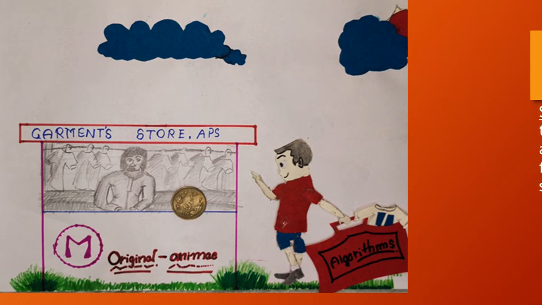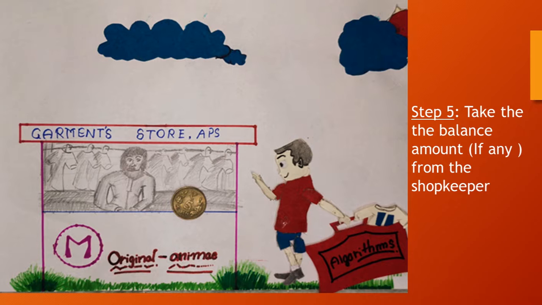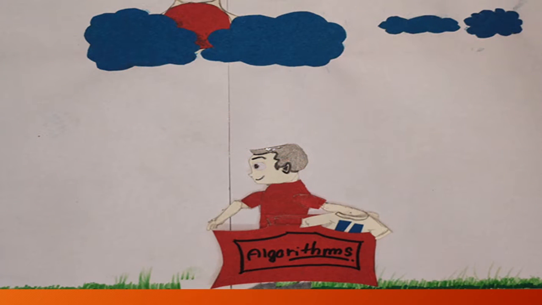Once you pay money, maybe you have paid more than required, so there must be some balance amount, and you have to take the money back from the shopkeeper. And finally your work is done. You have got the shirt. That was your task, that was your problem. So you have solved it by following some steps, and these steps are the algorithm.